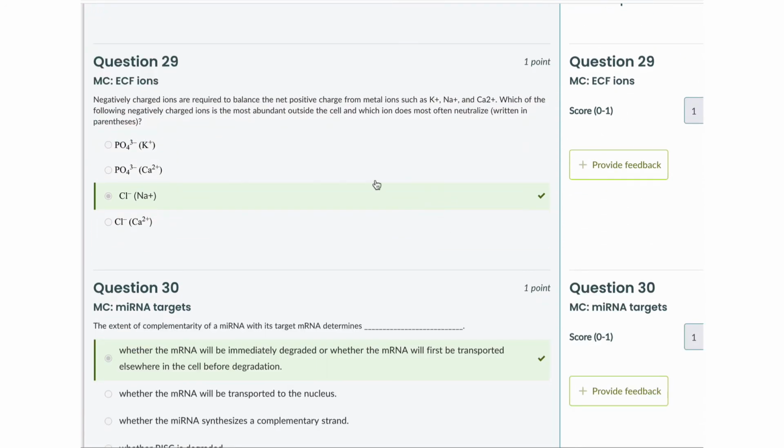Question 29. Negatively charged ions are required to balance the net positive charge from metal ions such as potassium, sodium, calcium. Which of the following negatively charged ions is most abundant outside the cell, and which ion does it most often neutralize? So again, this question was already asked. Chloride ions are the most negative outside the cell, and they offset, in particular, not calcium, but sodium ions. All right, so they create a state of electrical equilibrium by balancing the positive cations, namely sodium.